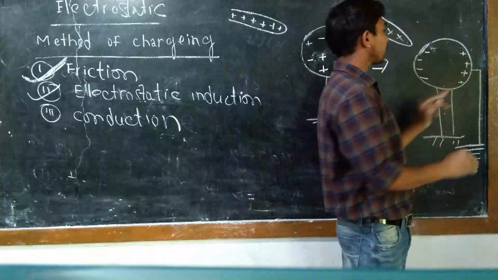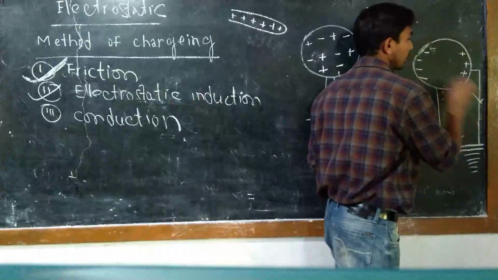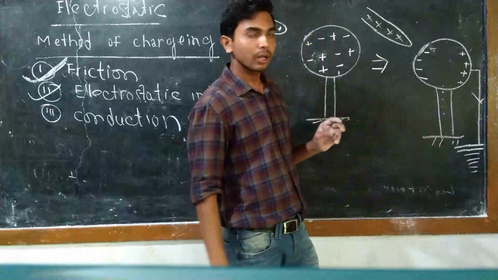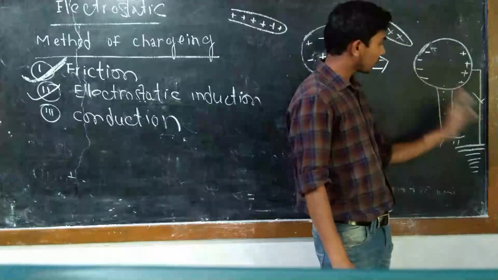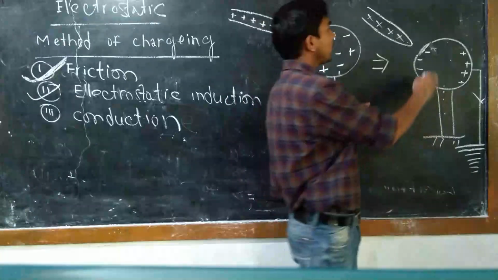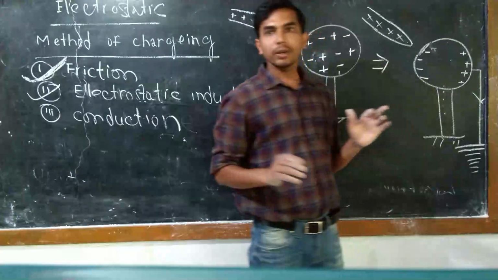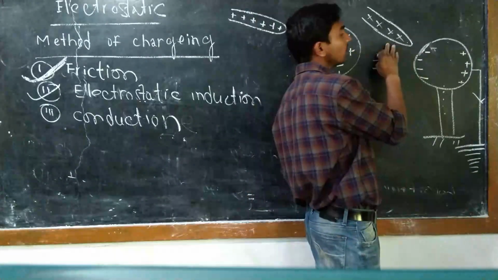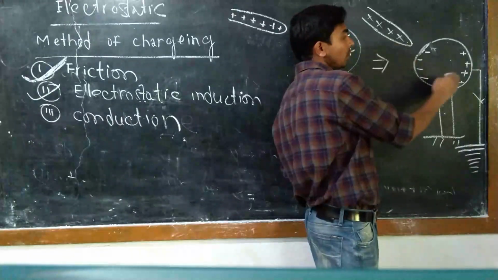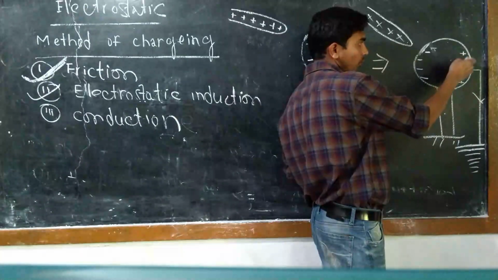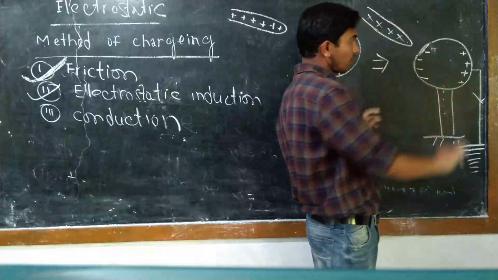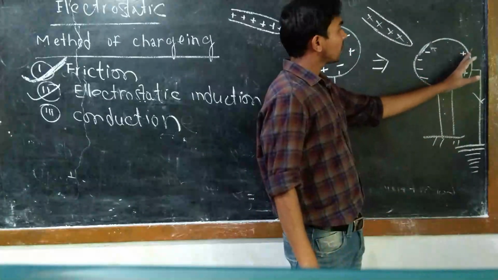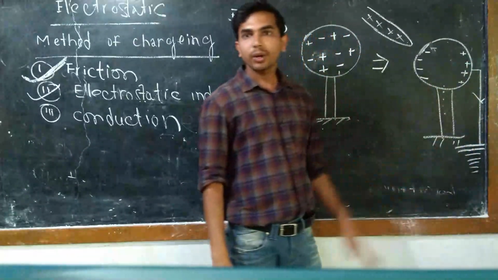All this positive charge will move into the ground. All positive charges move into the ground, and negative charge is not going to move. Why? Because negative charge is attracted by the positive one, but positive is able to move to the ground. So now all positive charges have gone into the ground.